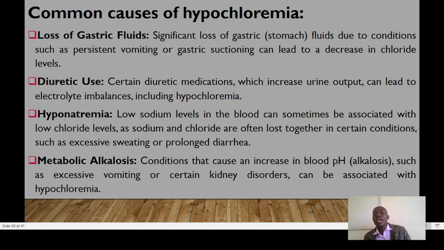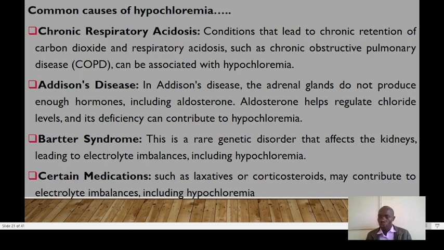The major causes of hypochloremia could be loss of fluids, of course, or diuretic use, hyponatremia, metabolic alkalosis. In addition, we could also have COPD, which normally leads to retention of carbon dioxide and respiratory acidosis, which is associated with hypochloremia. Addison disease, where the adrenal gland is not able to produce enough hormones, including aldosterone. Aldosterone is the one responsible for regulating chloride levels, and its deficiency could lead to hypochloremia.